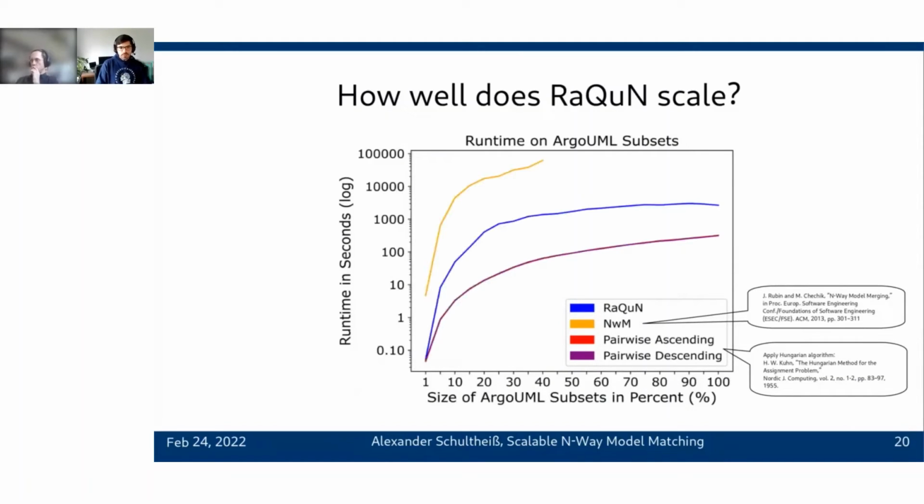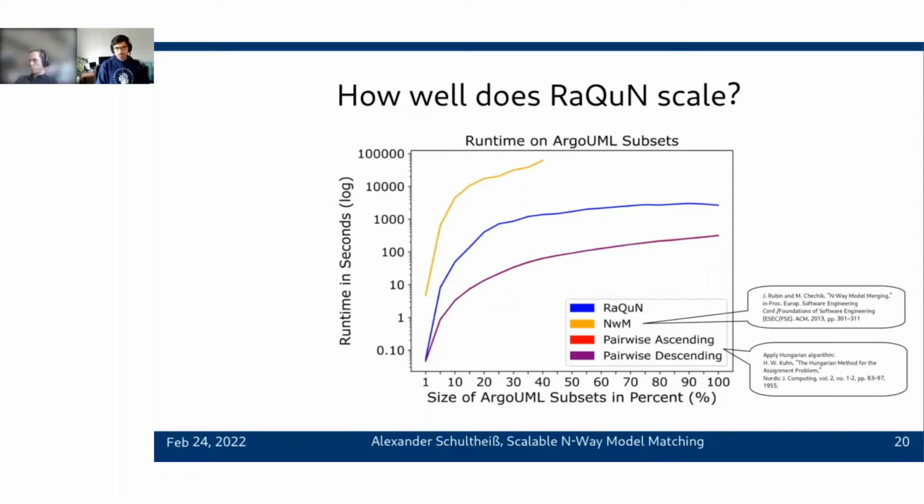And when we look at the results, first we can see that the runtime of NWM is cut off for model subset sizes of more than 40%. This is because we implemented a 12-hour timeout for each experiment. We ran a lot of experiments, so we had to have some kind of timeout. Otherwise, it would take forever. It would take months to be calculated. And NWM wasn't able to present us a result for models of larger sizes. Raccoon, on the other hand, was able to scale for all subsets, but it is still slower than the pairwise approaches here.